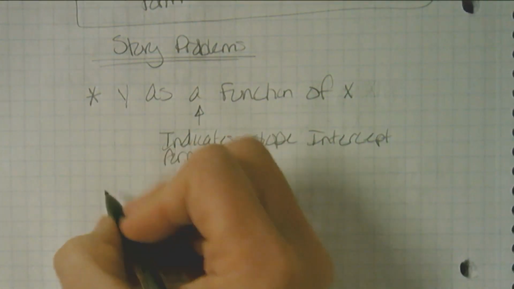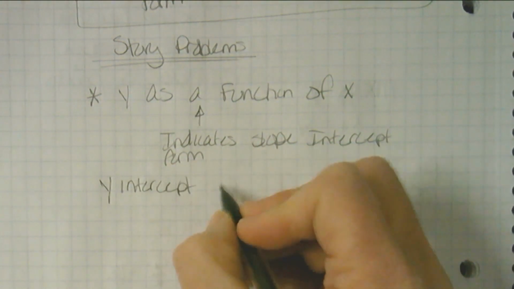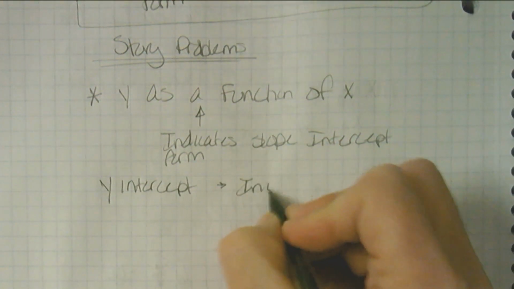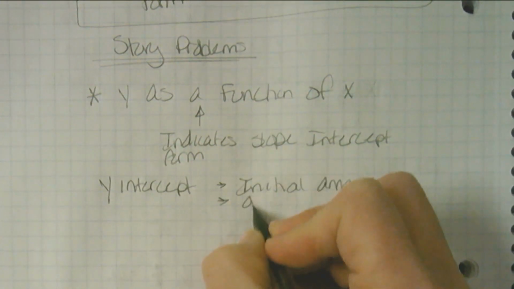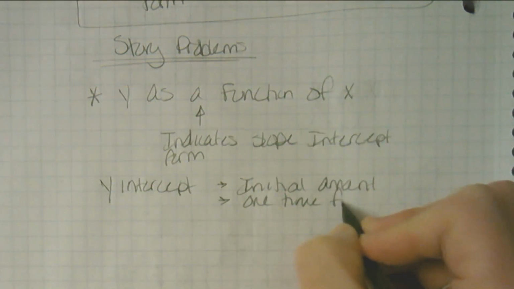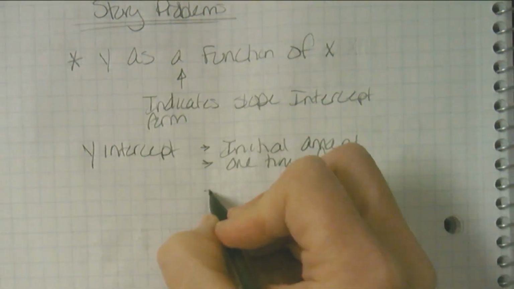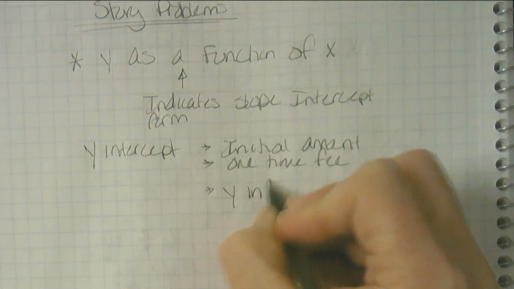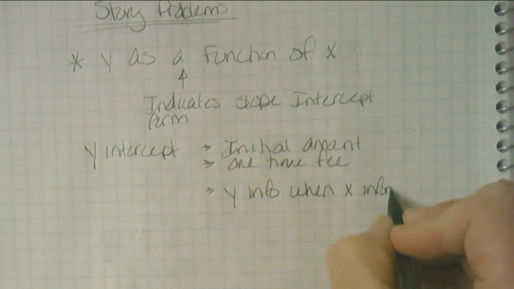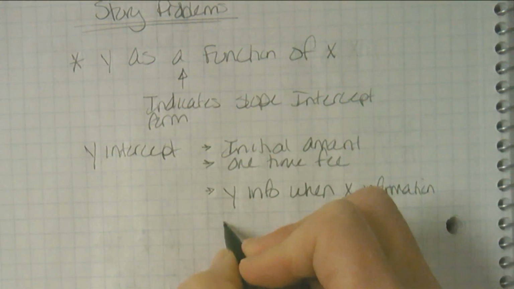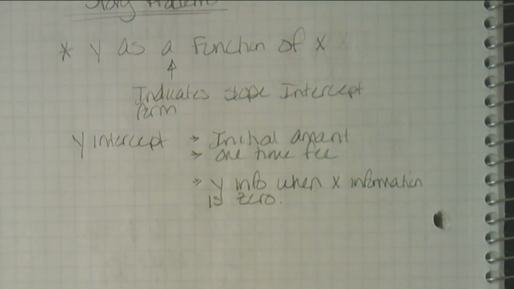All right, when we have our y-intercept, this is an initial amount. It's a one-time fee. It's your y information when x information is 0, which is why it would be considered your initial amount.